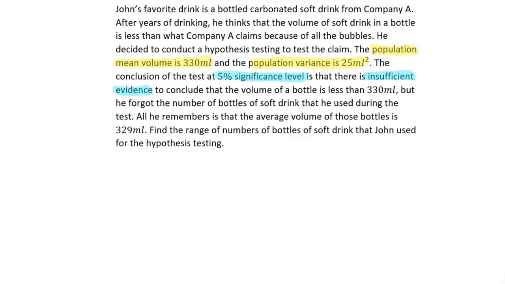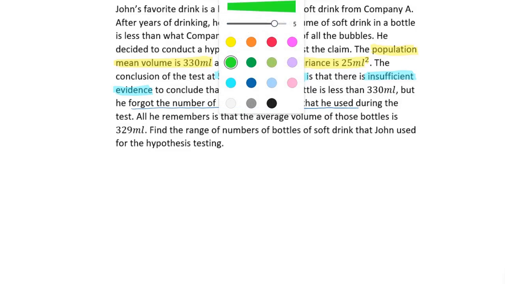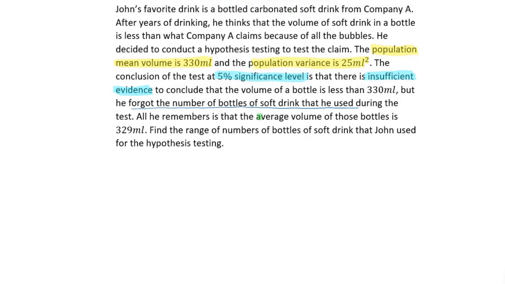Something like that. So during the test, somehow he forgot the number of bottles that he used during the test. All he remembers is that the average volume, let me highlight again, the average volume of the bottles is 329. And we are supposed to find the range of the number of bottles he used during the test.